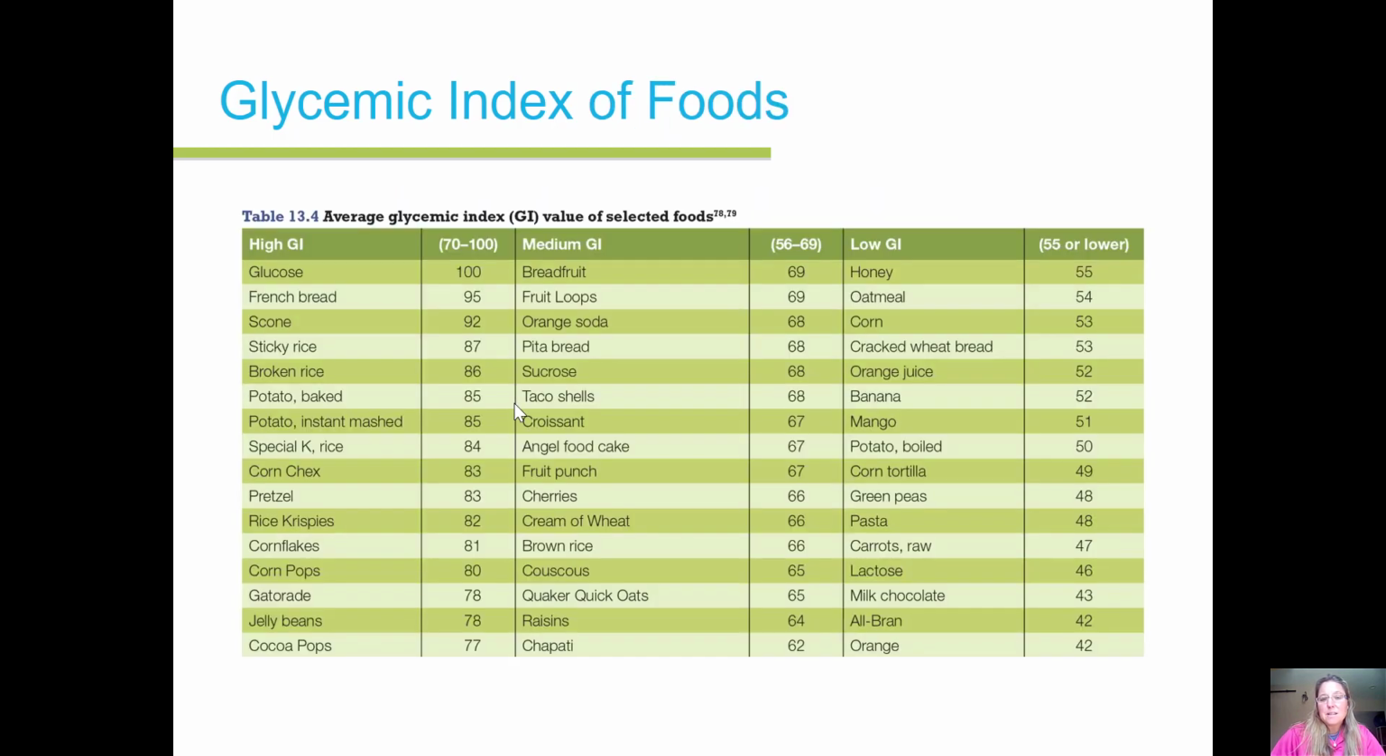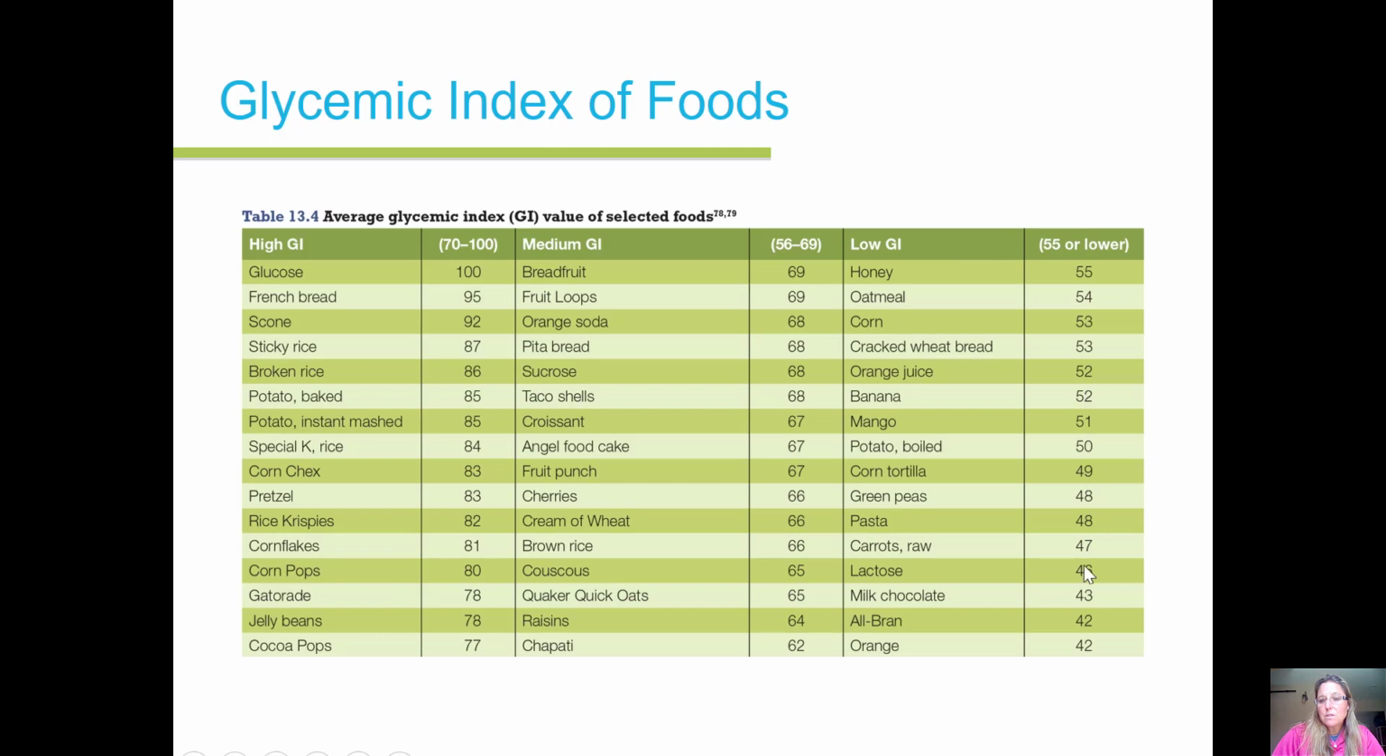So the glycemic index is a scale from 0 to 100. And the foods that are between 70 and 100 on the glycemic index are considered high glycemic index foods. So basically we're saying that these types of foods are going to elevate your blood sugar levels very rapidly. Low glycemic index foods are foods that are less than 55 on the glycemic index scale.